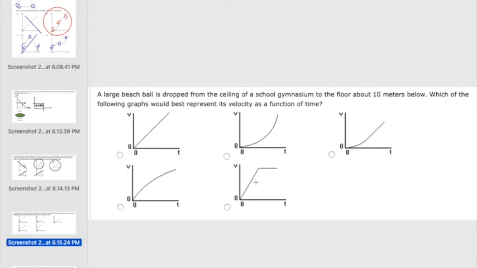Almost done here. Dropping a ball from a large height. It's a beach ball, so large volume, low mass. This includes air resistance, though it doesn't state it explicitly. This would be constant velocity, choice A. Don't like that when I drop a beach ball. This would be slow velocity, increasing faster and faster and faster. That would look pretty good without air resistance. This one here represents slow and then a constant final velocity. That actually sounds pretty good because the ball would be reaching terminal velocity, so I like this one better than that.